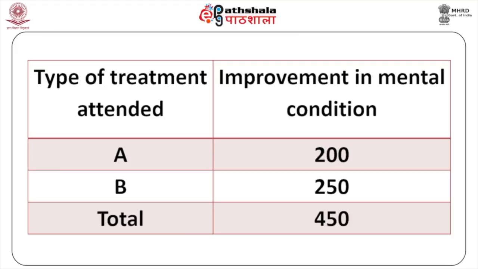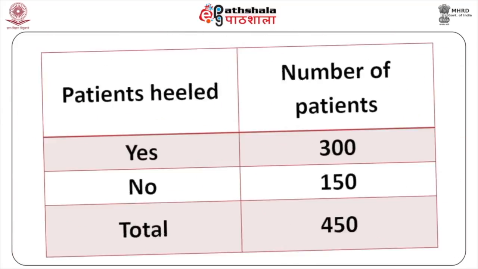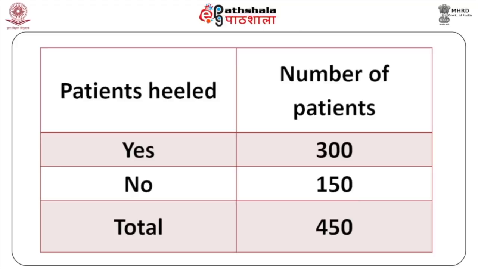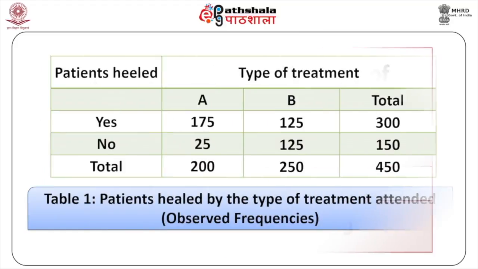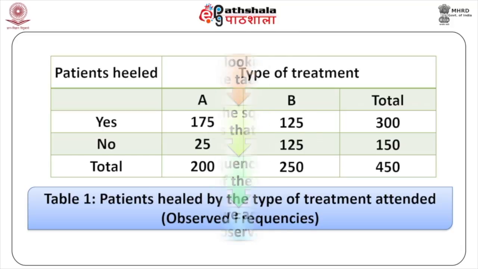Type of treatment can be A and B, and improvement in mental conditions is 200 and 250 respectively, and the total is 450. The patients healed are 300 and not healed are 150, that is a total of 450. Now to compute chi-square, a table showing the joint distribution of the two variables is needed. We have the table of patients healed by the type of treatment attended. These are the observed frequencies.